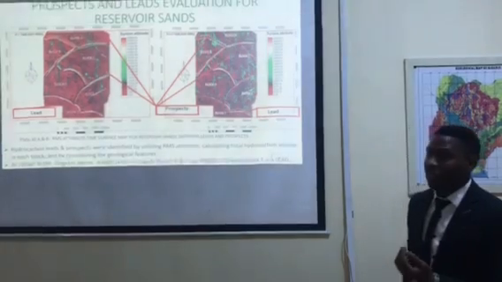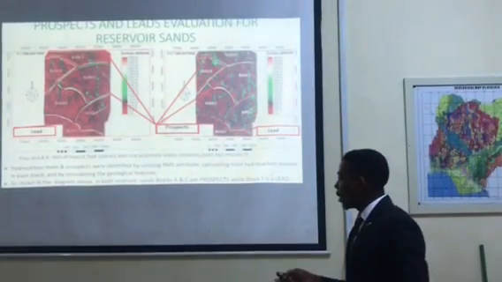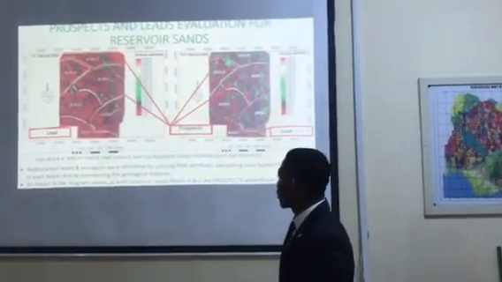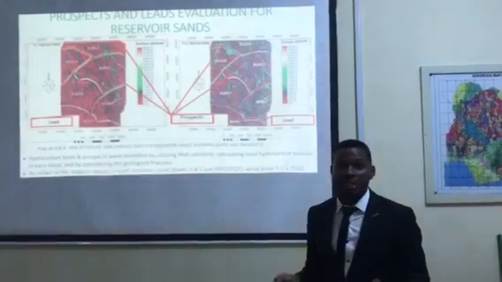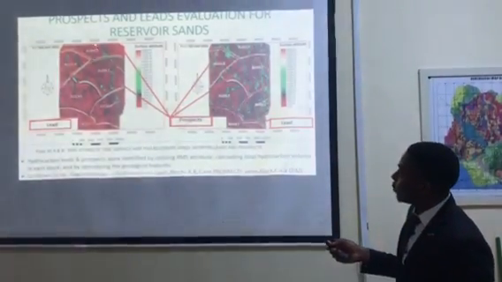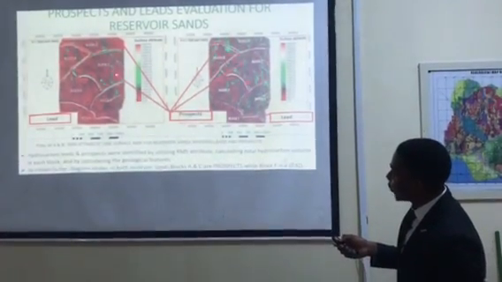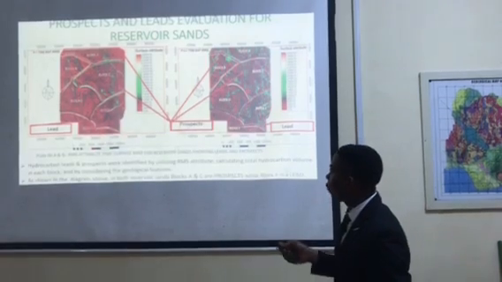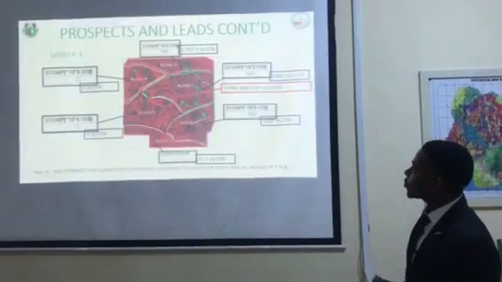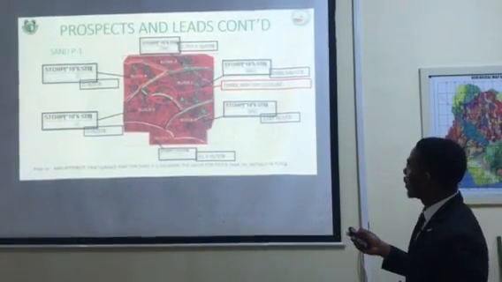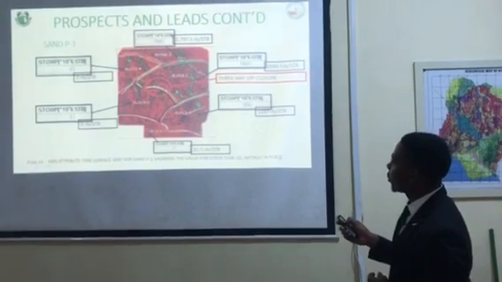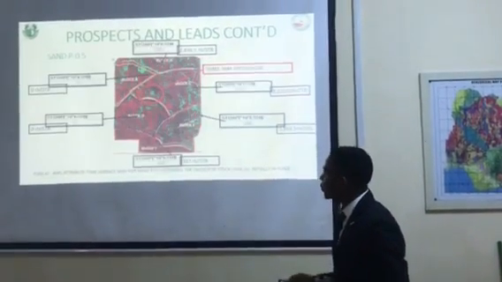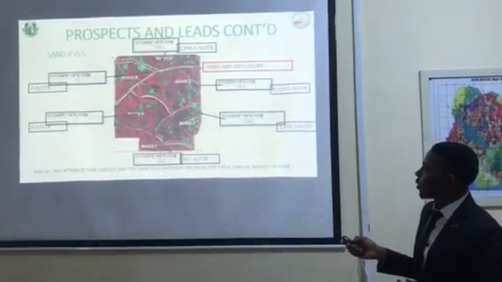Then our prospect identification. Using our root mean square, that is RMS attributes, we identified our prospects and leads. And our prospects are block A, block B and block C. Then our lead is block F for P1 and P0.5. Then this is what we calculated using our RMS attributes. We did that for P0.5 also.